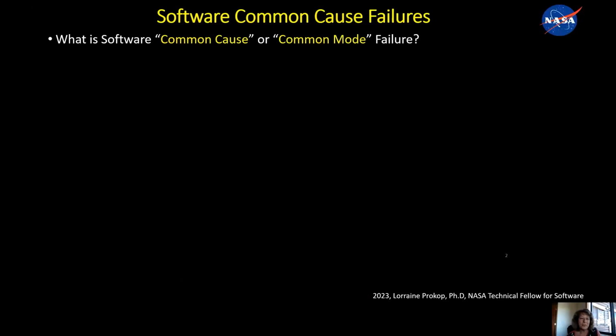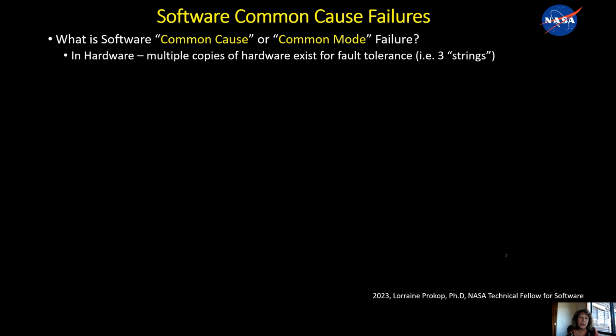Well, let's get to it. What is a software common cause, also known as common mode? They're the same thing, failure. In hardware, you can draw an analogy. In hardware, multiple copies of that hardware are usually used to provide some redundancy. And in aerospace, they call that strings.